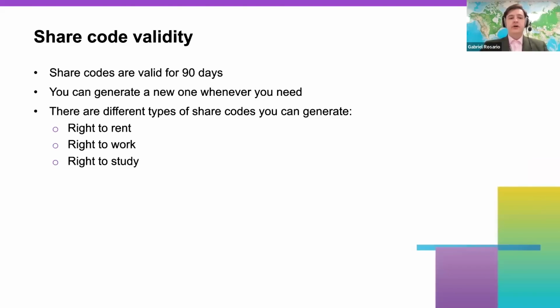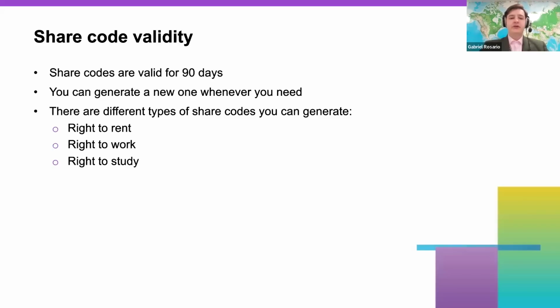Share codes are a 9-digit code that will be used via the Home Office website to share and access your immigration status with third parties. Once you have generated a share code, it will be valid for 90 days. You can generate a new one whenever you need to. There is no limit on the number of share codes that you can generate, and that applies to all of the types of share code that you can generate.